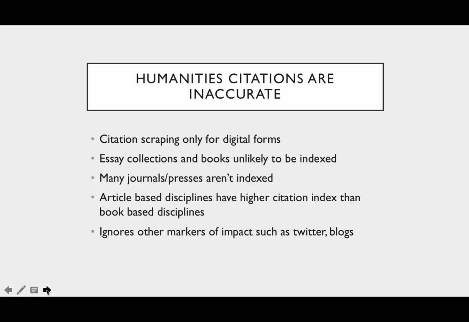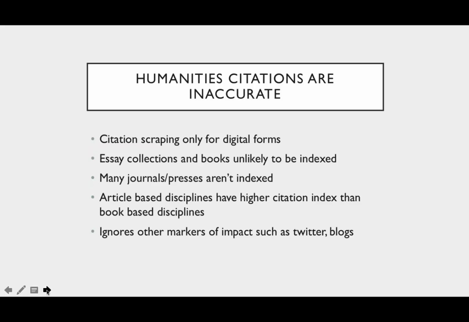As a humanist, we also know that humanities citations are vastly inaccurate for lots of reasons, but here are a few. Citations are only scraped for digital forms. So if you're a book-based form that hasn't been digitized, like the University of Michigan Press, which I work with, has been really good about having open access digital versions, they get scraped pretty well by citation indexes. But if you have a print book that's never been digitized, it is unlikely that it will be scraped for citations. Essay collections are also less likely to be indexed, and this is a huge problem.